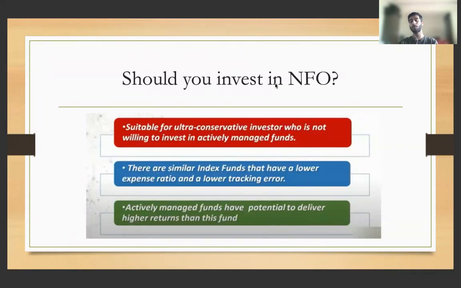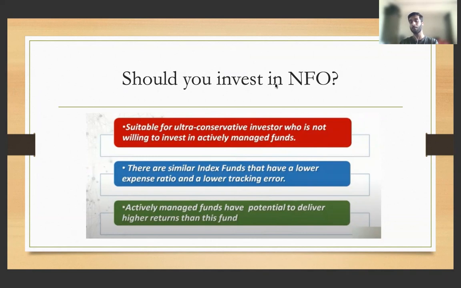Since with an NFO comes the risk of newness, and as we know there are many index funds that already exist which have a lower expense ratio. The expense ratio is basically the cost we have to pay to the fund manager, and low tracking error. We don't know about the tracking error of this new NFO, and we already have proven portfolios which have low tracking error. So we have to look in future at how this NFO is managed.